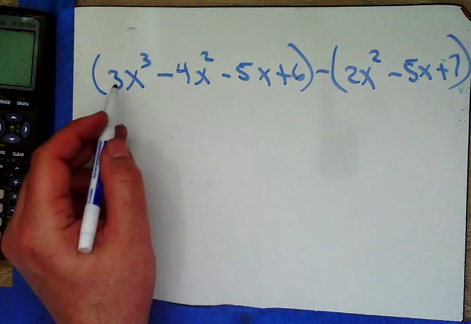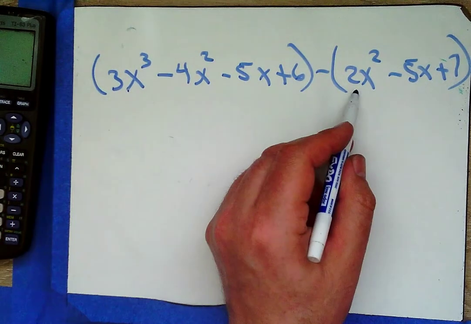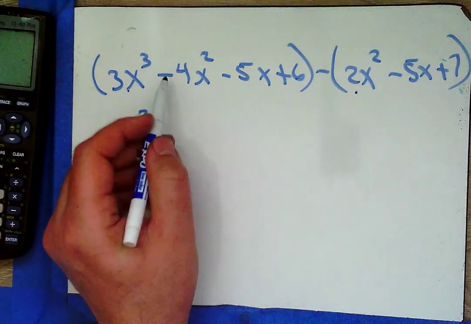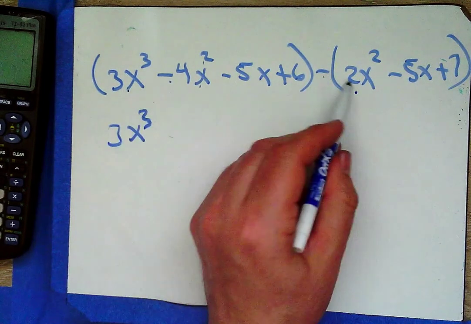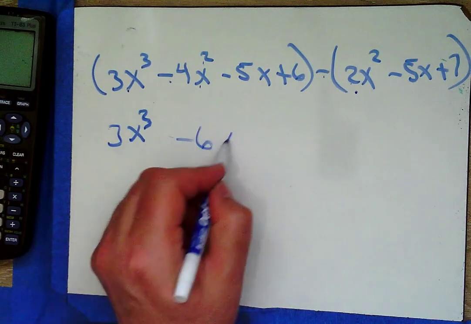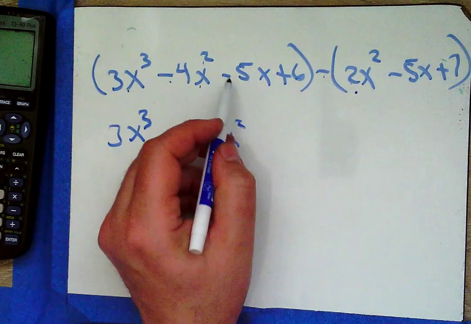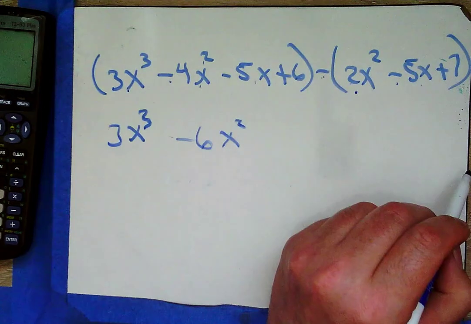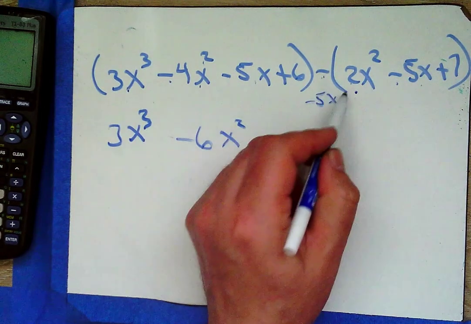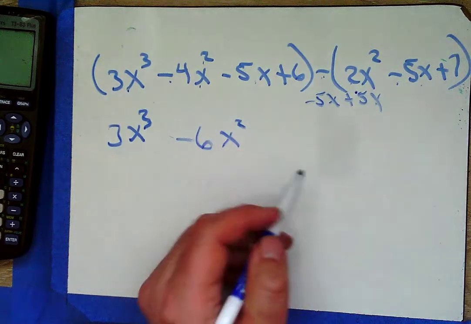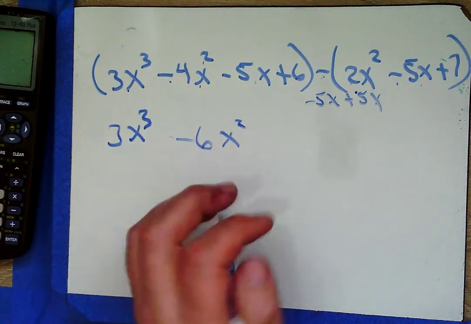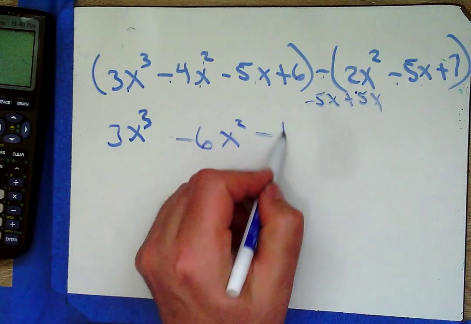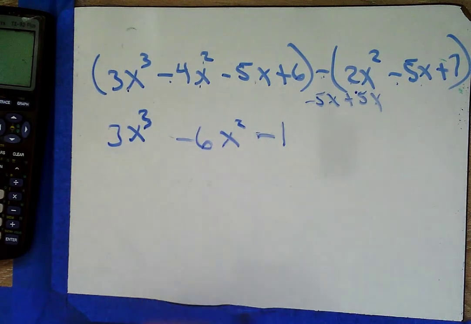Welcome back. So I've got x to the 3rd here, and I don't have anything over here, so I know I'm starting with 3x to the 3rd. Minus 4x squared minus 2x squared is minus 6x squared. Minus 5x minus a minus 5x is going to be minus 5x plus 5x, and so my x to the 1sts cancel out. And then 6 minus 7 is negative 1. All right, so there we go.